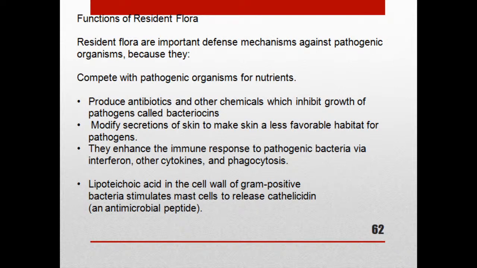Lipoteichoic acid in the cell wall of gram-positive bacteria stimulates mast cells to release cathelicidin and antimicrobial peptides.